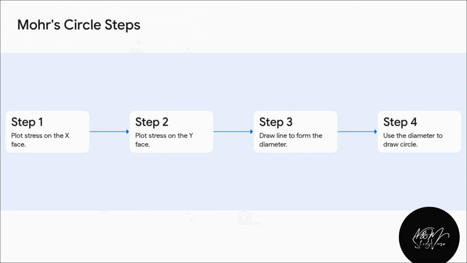By plotting these coordinates, where the horizontal axis is normal stress and the vertical axis is shear stress, you can instantly visually determine the exact stress state for absolutely any orientation.